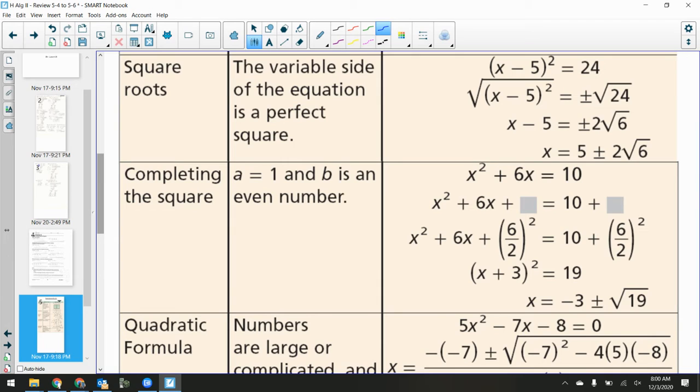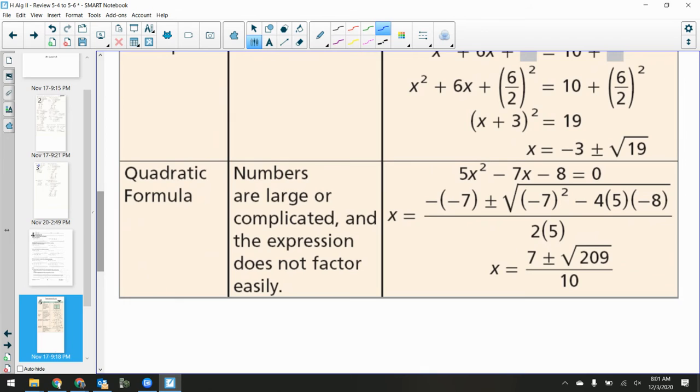Right? So in that case, it might be easier to complete the square rather than try to use the quadratic formula. And then we have the quadratic formula, right? The opposite of b plus or minus the square root of b squared minus 4ac all over 2a. Make sure you memorize that. Make sure that's in your brain.